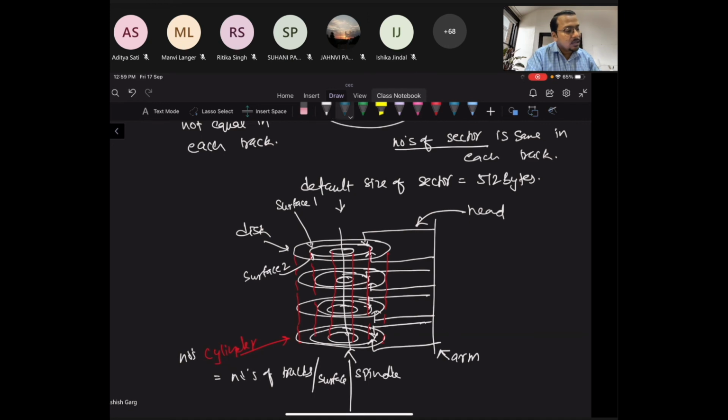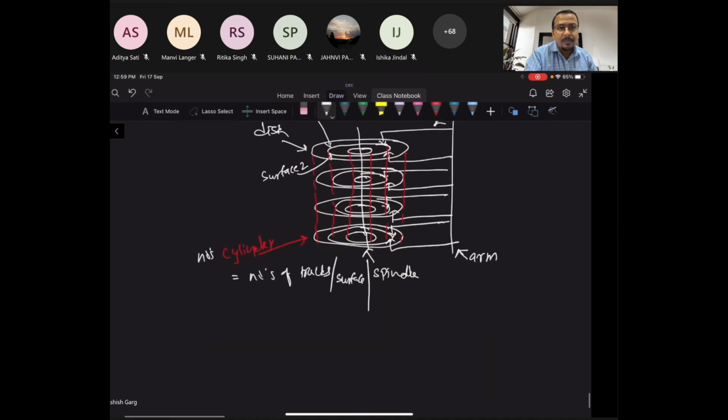Let's see the structure of magnetic tape also. I'm going to finish in the next 5 minutes. I'll keep it short today. So let's see the magnetic tape structure.